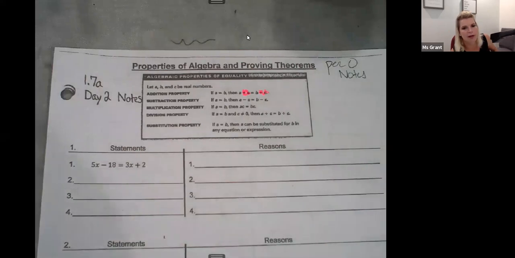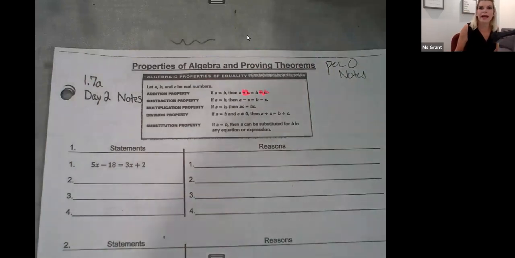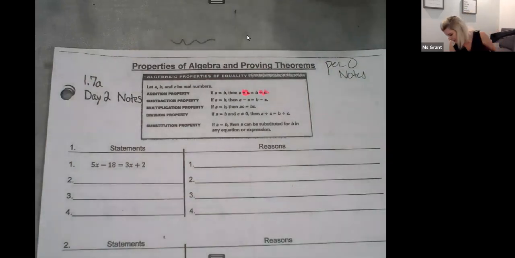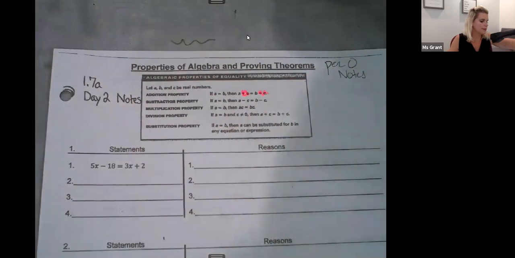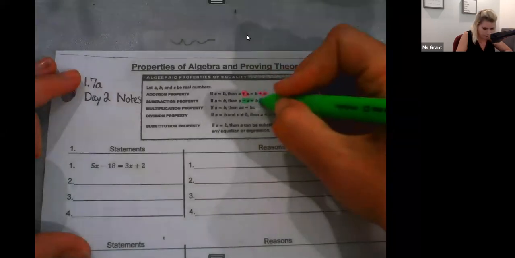Subtraction property, I can subtract the same thing, okay? A lot of people might call it the addition property of equality, the subtraction property of equality. Whatever I do to one side, I have to do to the other. And that's what that means, property of equality, okay? So then, subtraction property of equality, I subtract the same thing from both sides.